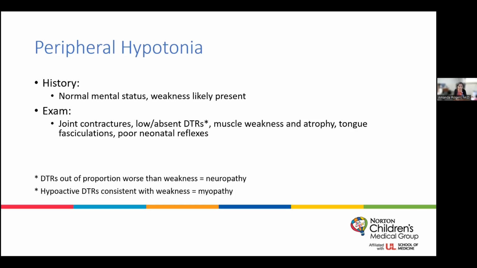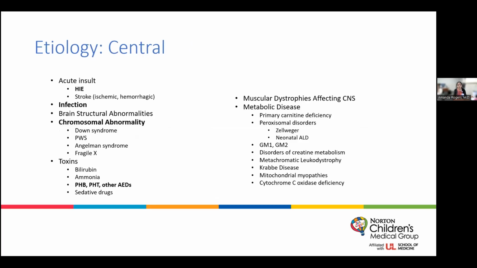So when we're talking about central etiologies of hypotonia, infection, like Dr. Rogers said, is a big one. So until proven otherwise, sepsis is the most important cause. Meningitis, encephalitis would be big ones. Other important things that we can see in the NICU are toxin-mediated causes. So hyperbilirubinemia, hyperammonemia can be important causes.